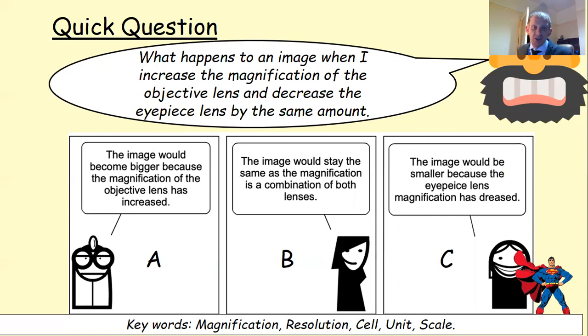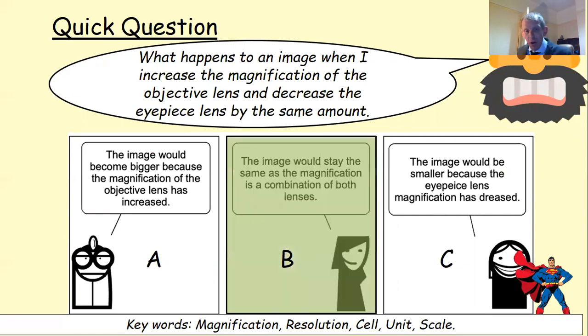Okay, guys, if you selected B, then you are indeed correct. The image would stay the same, as the magnification is the combination of both lenses. Remember, we were talking about that triangle, and total magnification is the objective lens multiplied by the eyepiece lens. So it's a combination of both pieces, and that's why B is the correct answer.